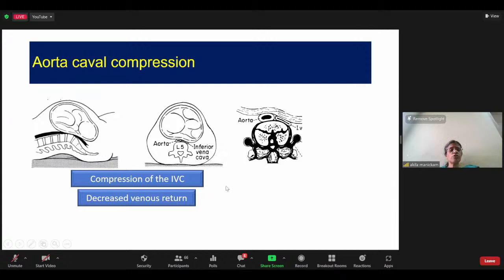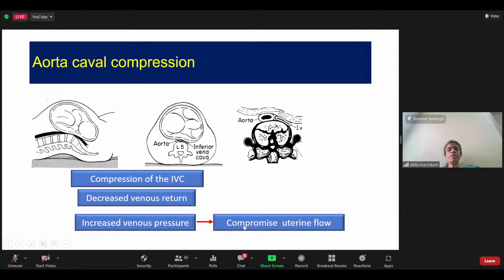Whenever there is a compression of your IVC, there is a decreased venous return. Whenever there is a decreased venous return, the preload to the heart gets decreased, and your cardiac output ultimately comes down. In addition, your placental perfusion, as I already told you, depends upon your arteriovenous pressure difference. So when there is a decreased venous return, venous pressure gets built up. Ultimately, there is an increased venous pressure in the setting of hypotension, which results in compromised uterine blood flow, and there can be fetal tachycardia or fetal bradycardia, which can set in during the supine position.